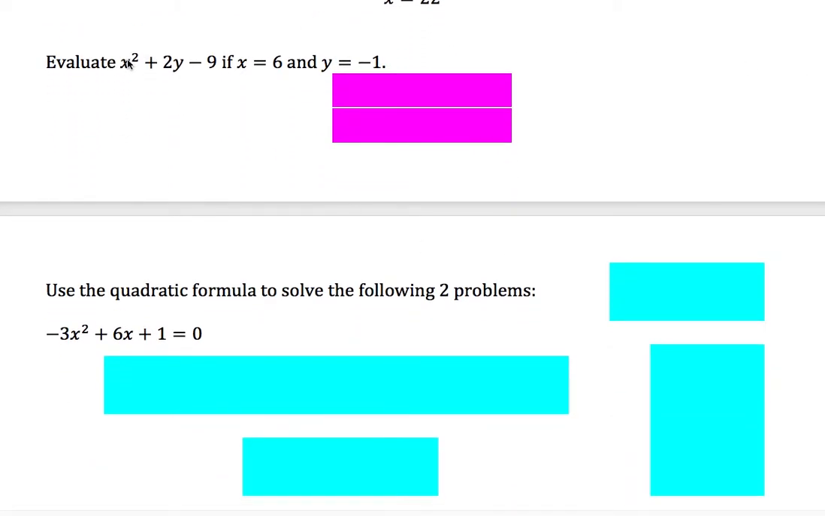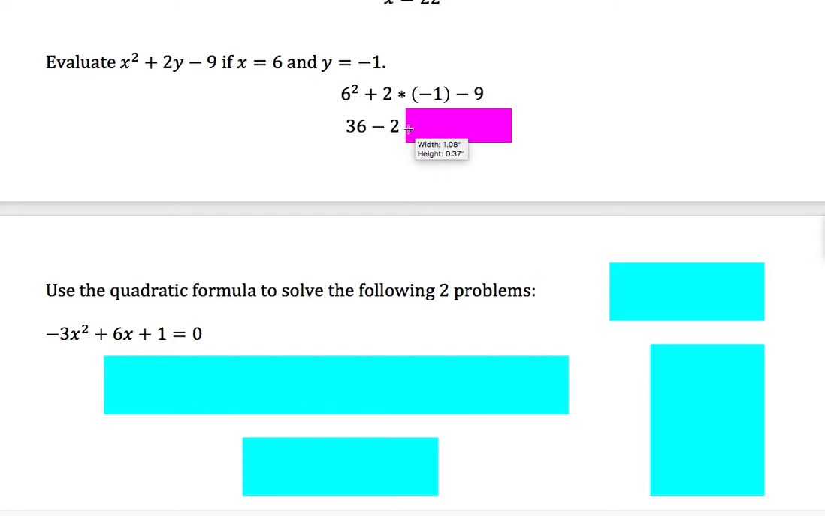Now evaluate x squared plus 2y minus 9 if x is equal to 6 and y is equal to negative 1. All we're doing is plugging in a 6 for this x here and a negative 1 for the y. That's really all you have to do. So the expression ends up being 6 squared plus 2 times negative 1 minus 9. Then we can simplify this. 6 squared is 36. 2 times negative 1 is negative 2. And then we have a minus 9. Well, 36 minus 2 minus 9 gives us 25.